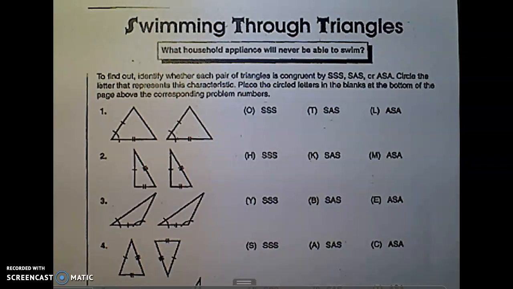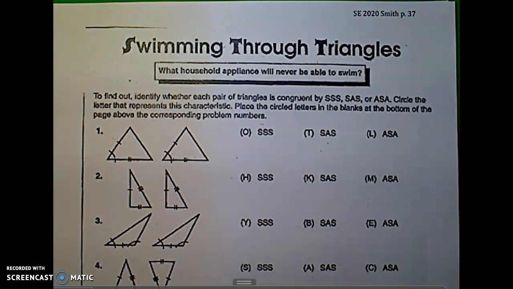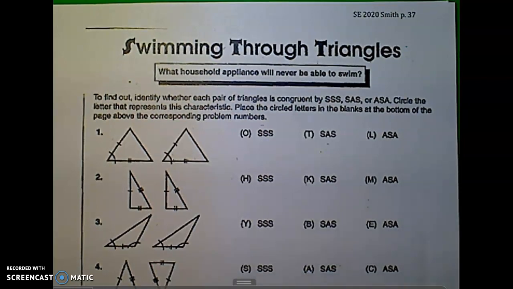Hi Math 1 students, we're going to finish up section 7.4 with these last three pages, 37, 38, and 39.